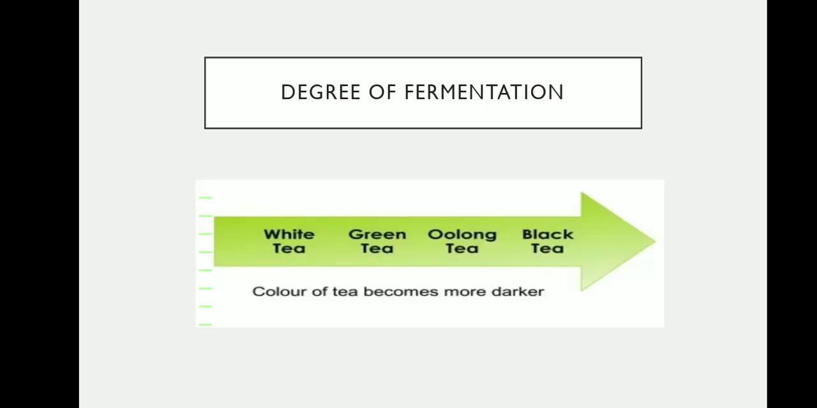Degree of fermentation. The color of tea becomes darker with the degree of fermentation: white tea, green tea, oolong tea and black tea. Black tea is the darkest, oolong tea is darker than green tea, green tea is not dark, it is green in color, and white tea is not dark in color.